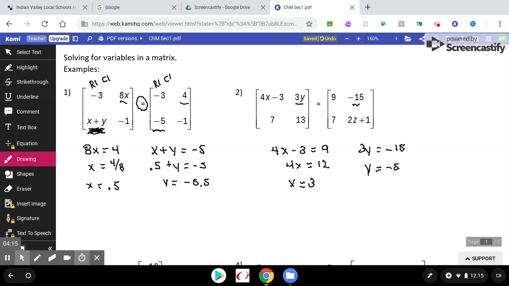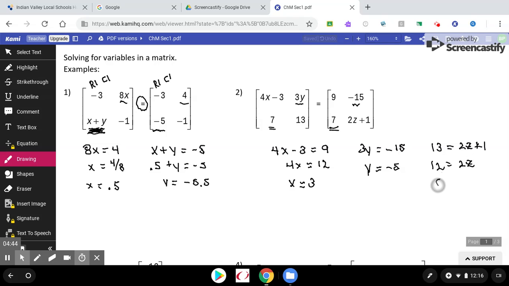So you could say, well, what about this guy right here? Well, 7, he's in row 2, column 1. Row 2, column 1 over here is 7. Well, 7 equals 7. There would be no reason for me to solve that because there's no variable to figure out. But in the bottom right corner, I got a 13. And in the bottom right corner, I got a 2z plus 1. Solve it. How do you get the 1 to the other side? Subtract it.